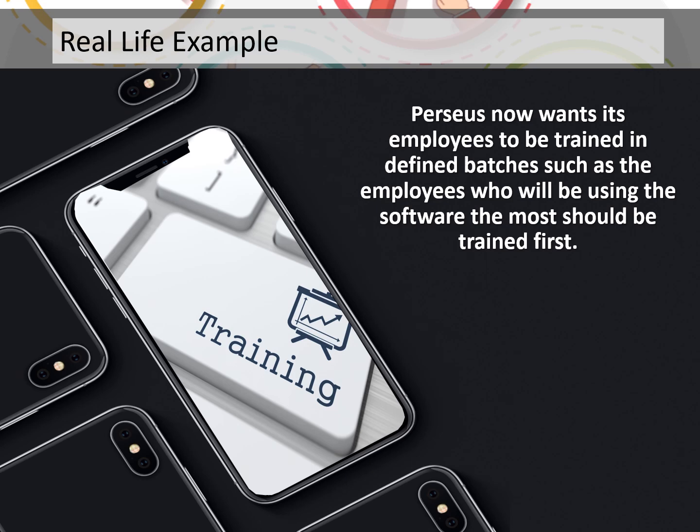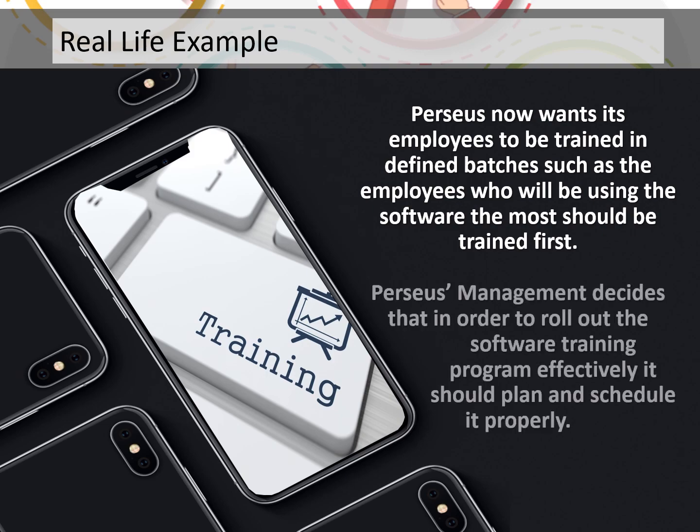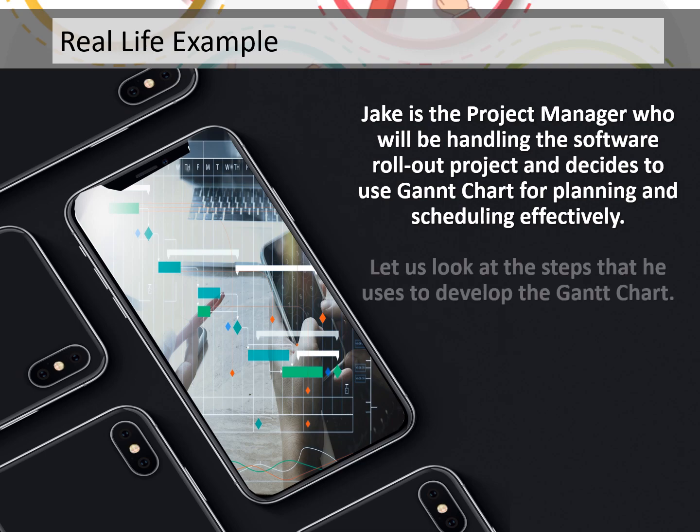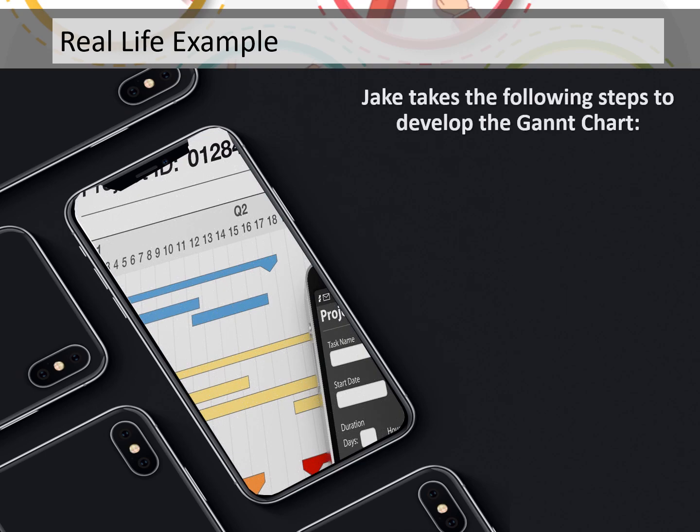The employees who will be using the software the most should be trained first. Management decides that in order to roll out the software training program effectively, they need to plan the software rollout and schedule it properly, and decides to use a Gantt chart for planning and scheduling effectively. Let's look at the steps that he uses to develop the Gantt chart.